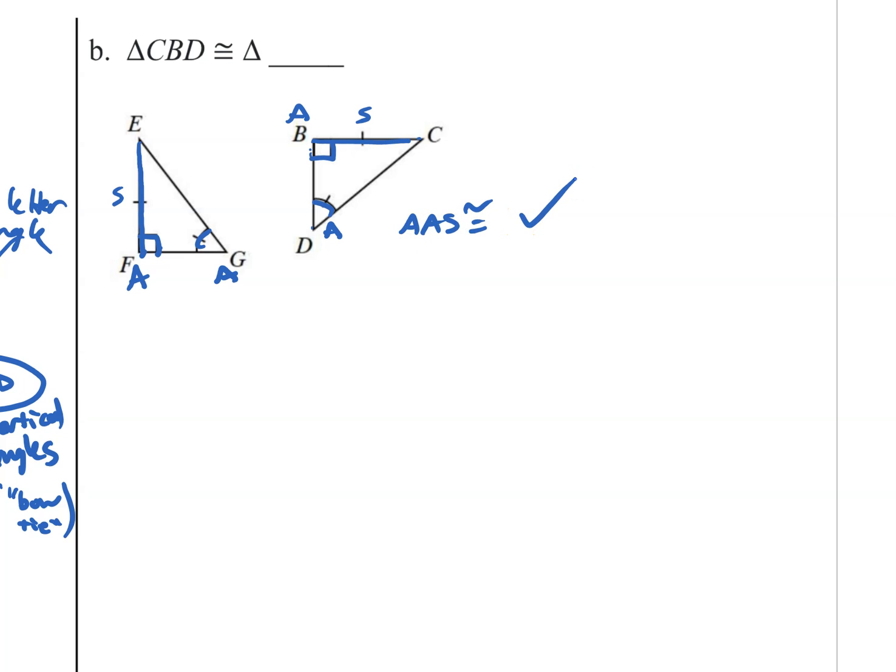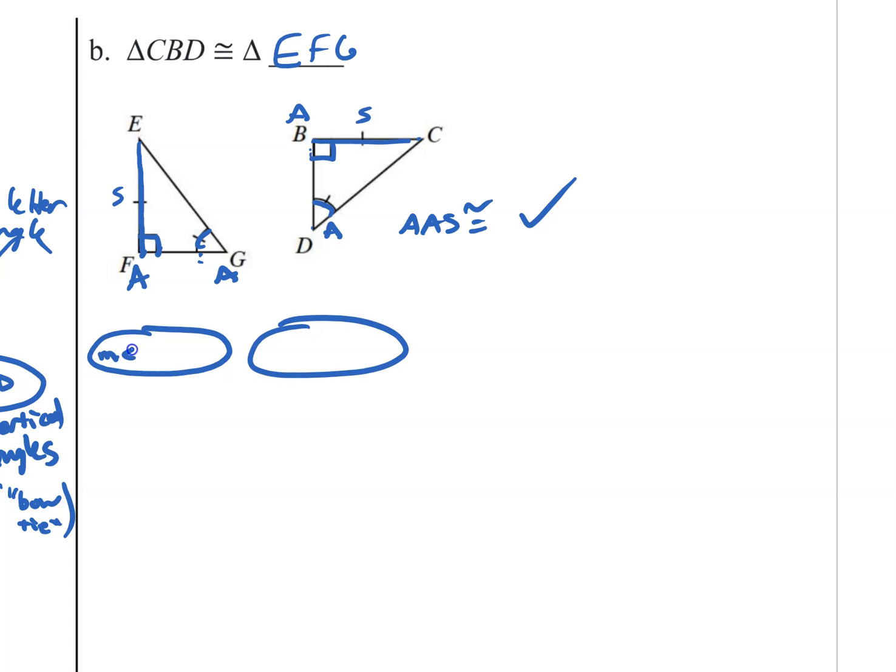That's going to work. So we say triangle CBD is congruent to triangle EFG. CBD, so we had to say in that order, EF and we end with G. Flowchart. Let's start with our 90-degree angles.